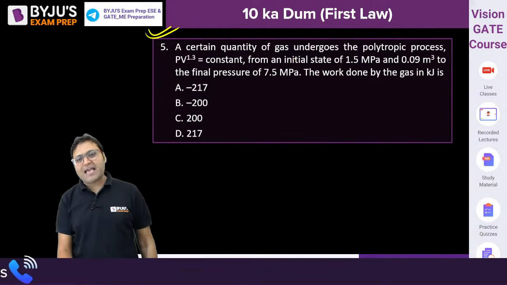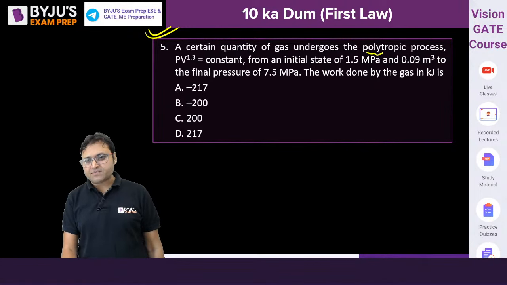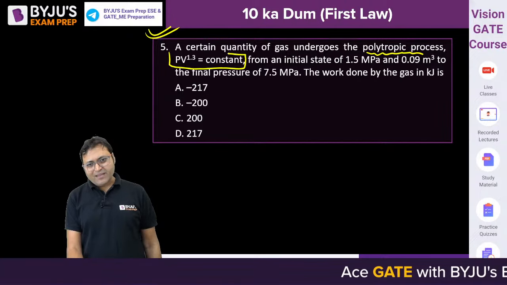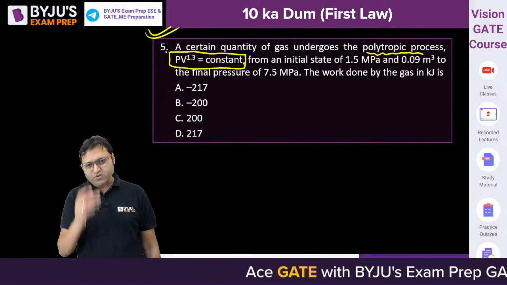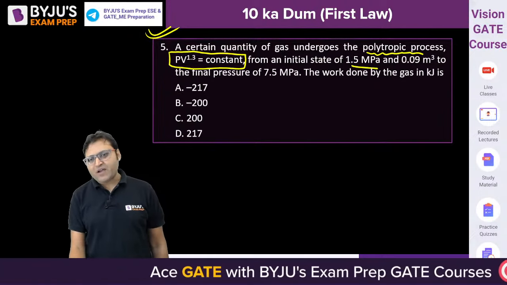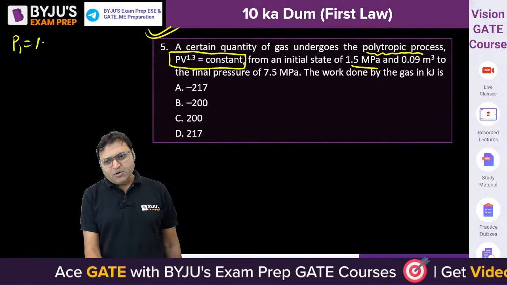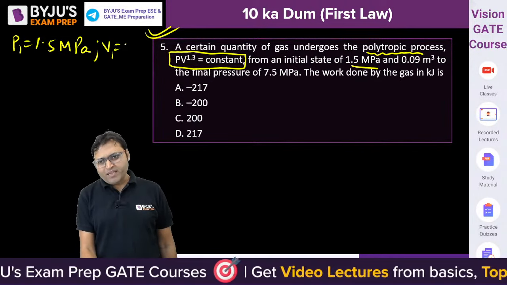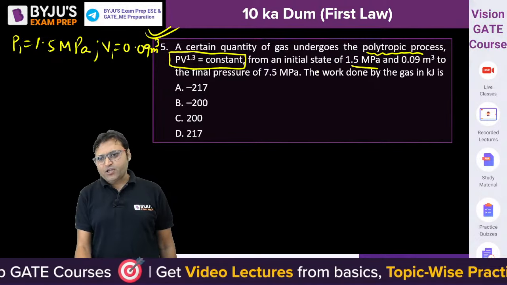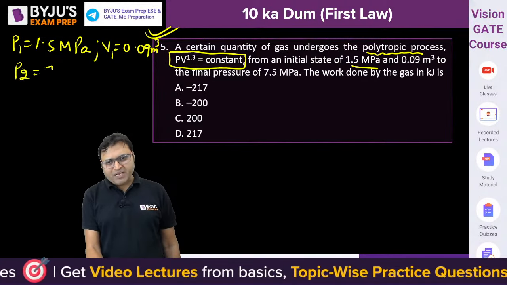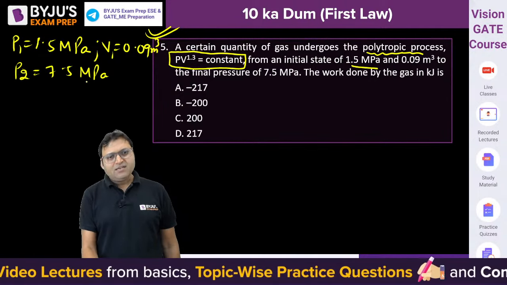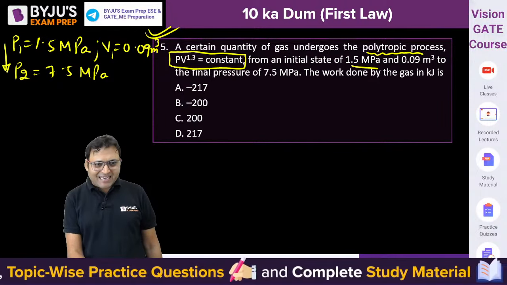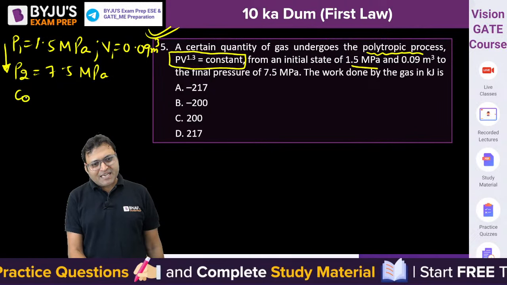A certain quantity of a gas undergoes a polytropic process. What is polytropic? A polytropic process is one where there is a heat transfer as well as a work transfer. From an initial state of initial pressure 1.5 megapascal and initial volume 0.09 meter cube, to the final pressure P2 of 7.5 megapascal. The work done by the gas in kilojoule is... as the pressure increases, the process is compression, isn't it?